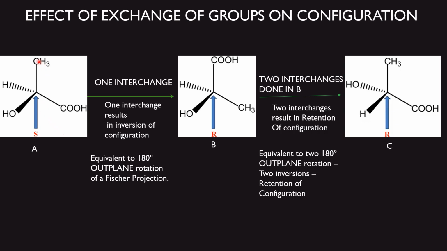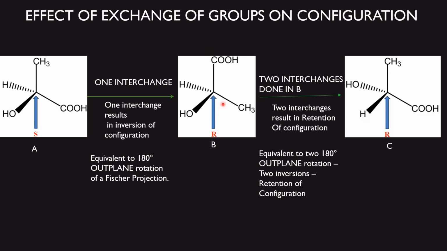Therefore, one interchange of two groups in a flying wedge formula results in the inversion of configuration, and this is applicable for Fischer projection formula also, and this interchange is equivalent to 180-degree out-of-plane rotation of a Fischer projection formula that we will discuss later. Suppose you are doing two interchanges, I said one interchange inverts the configuration. Suppose you do one more interchange, you will end with the original configuration.